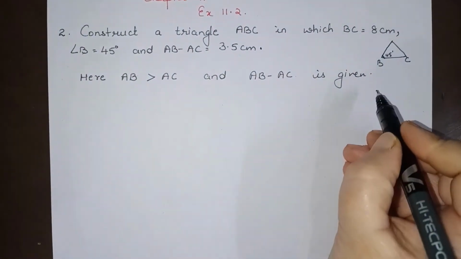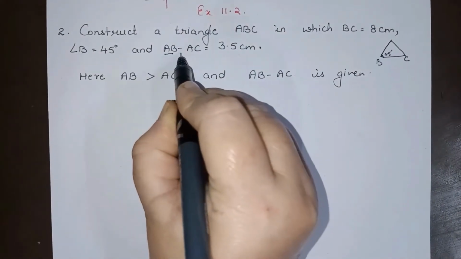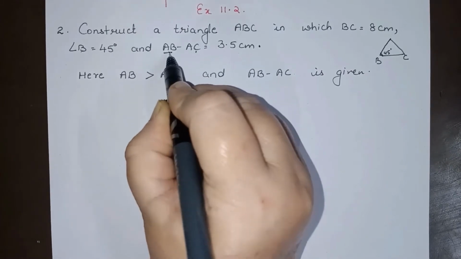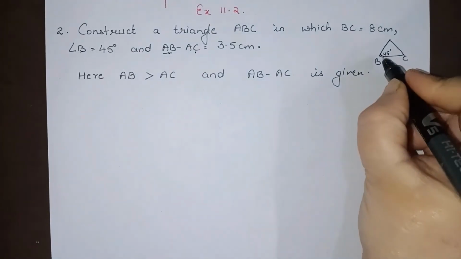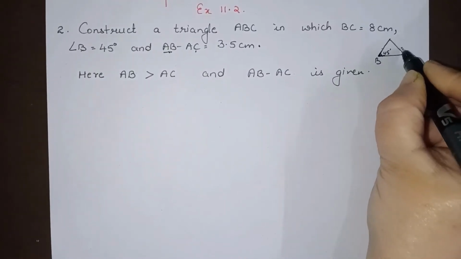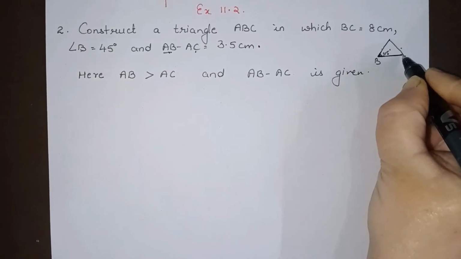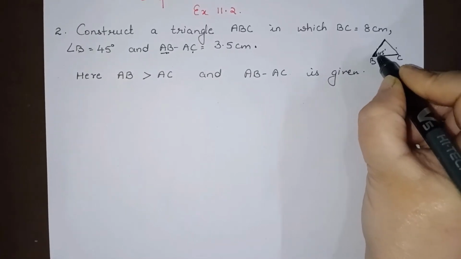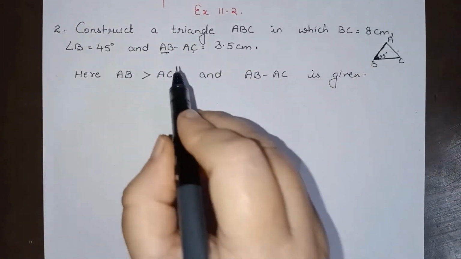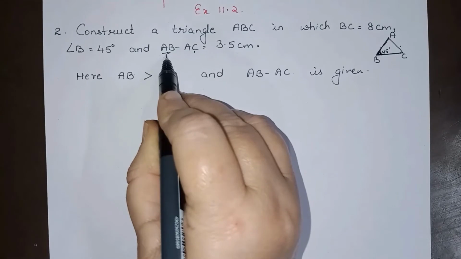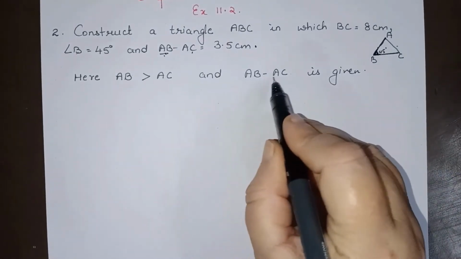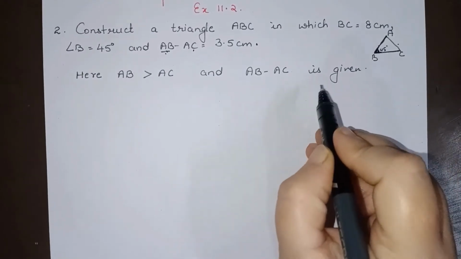Now you have to remember one thing, as AB minus AC is given, therefore AB is greater than AC. AB is the side where angle is given, base angle is given. That side is greater than the third side. One side is base, the second side where we have base angle, and the third side is AC. Now we have this AB greater than AC and AB minus AC is given. So let us see the construction.